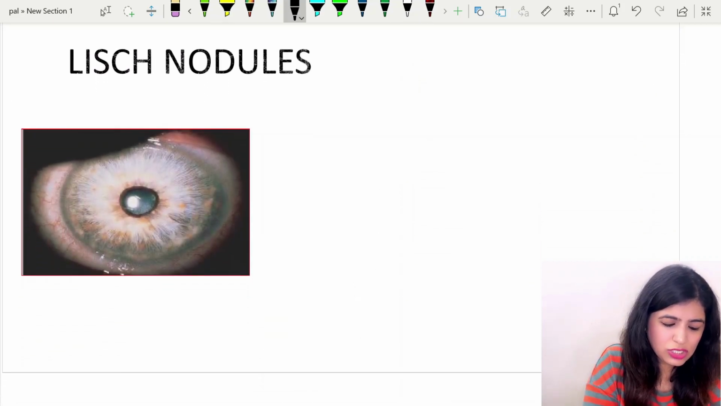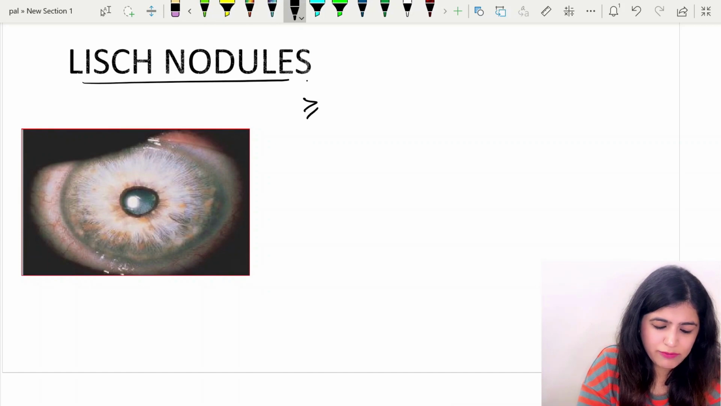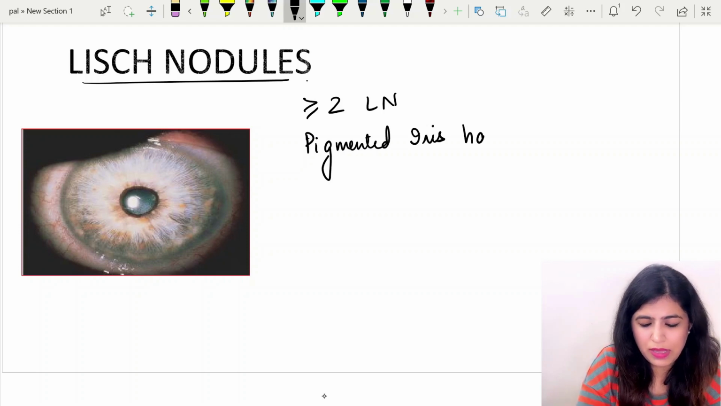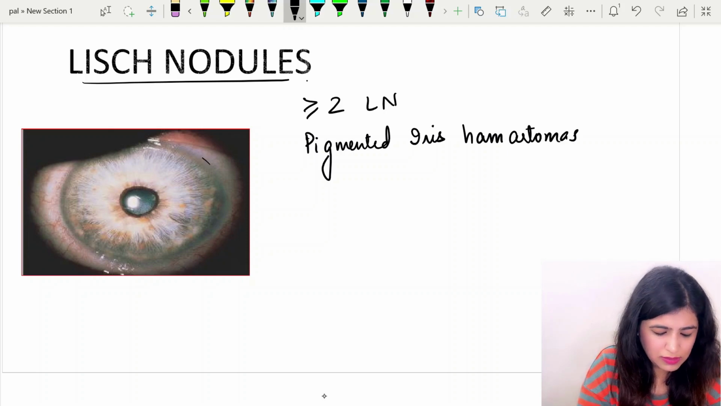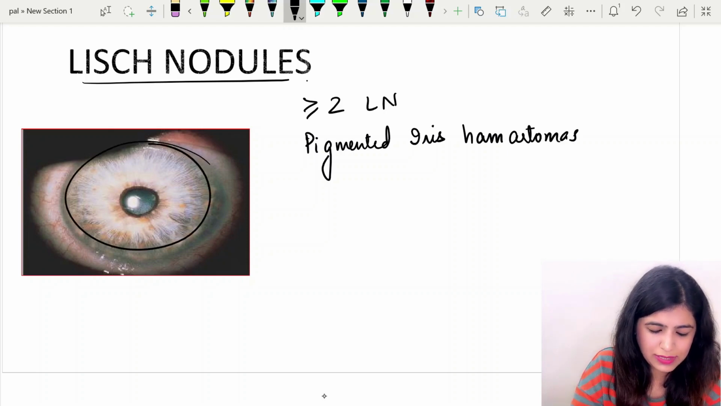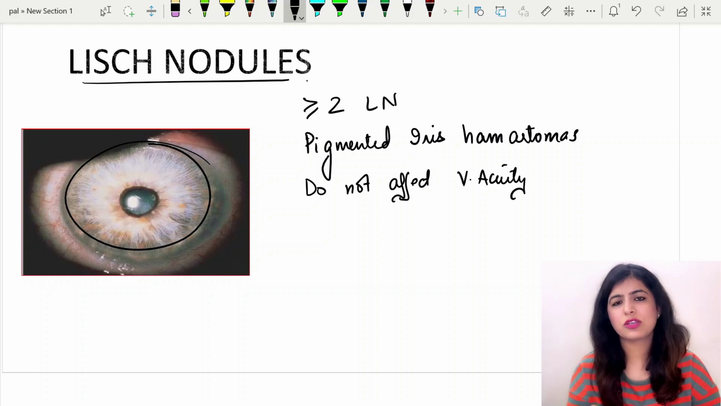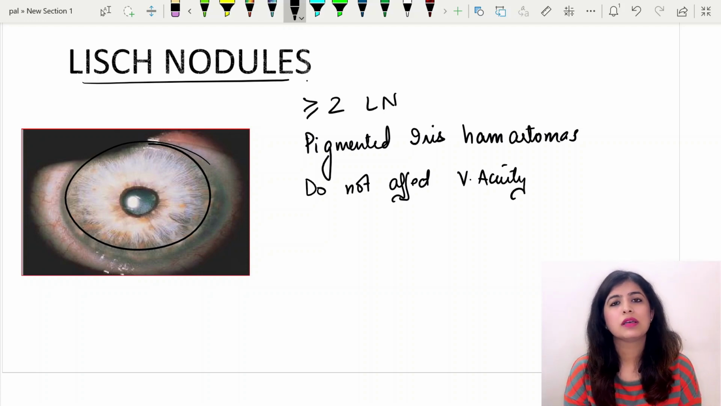Then we have these leash nodules in the eye. You have to have 2 or more leash nodules. Actually, these are pigmented iris hamartomas. Despite them presenting beautifully in the eye, as you see in the image, they do not affect visual acuity.